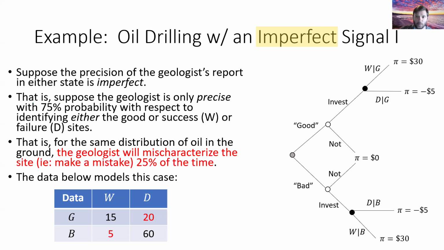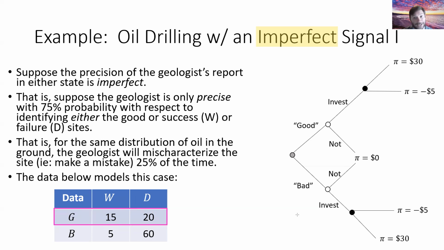So we should be able to look and condition on the events good and bad, just like we had done with the perfect signal. But first take note that there are a total of 35 good signals. How many of them involve the successful drill site, the wet well? 15 out of the 35.